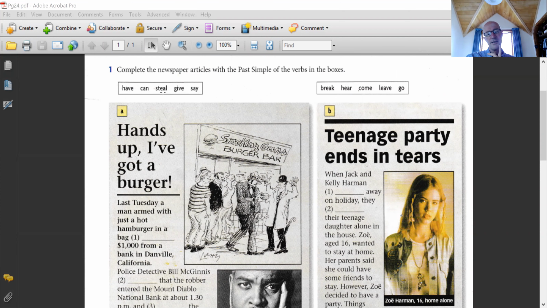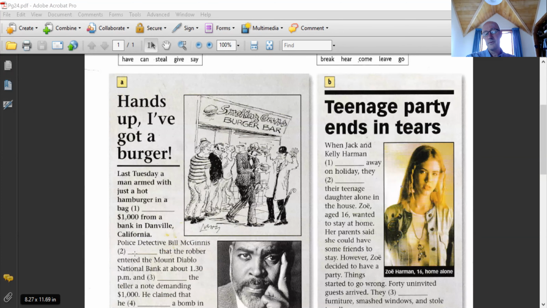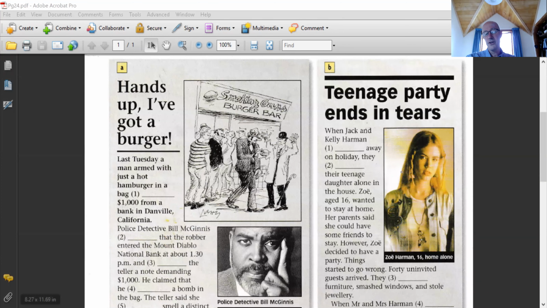But steal is the infinitive. And this story is written in the past tense. So we need to turn steal into the past tense. What's the past tense of steal? Stole. So, stole $1,000 from a bank in Danville, California. So number one, stole. Have a look at what you think is going to go into the next place. Number two, number three, number four.